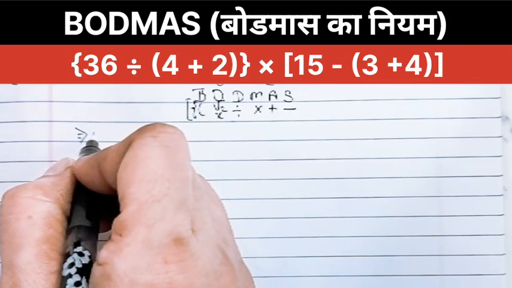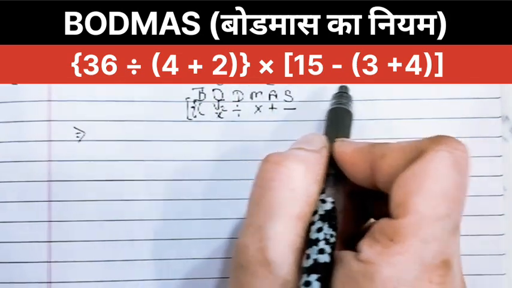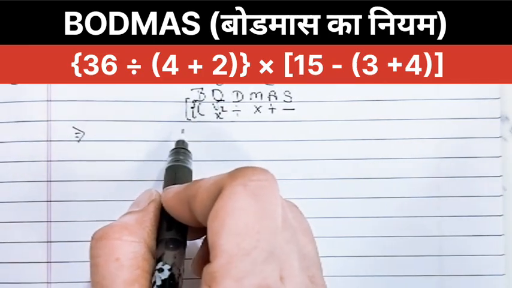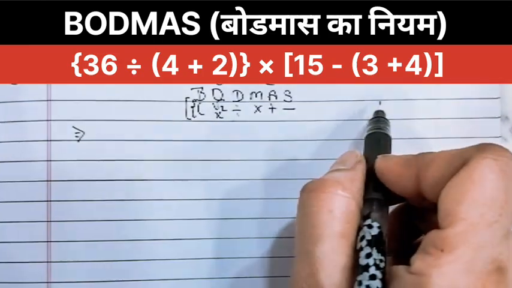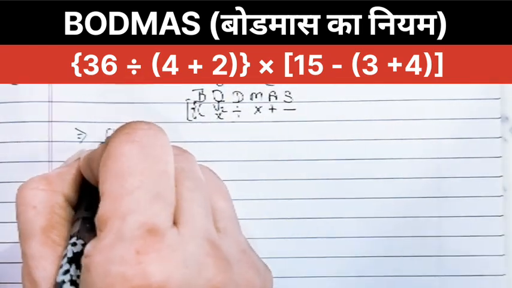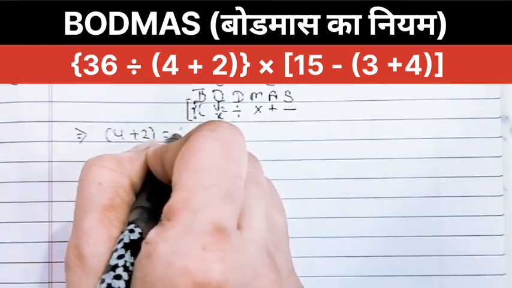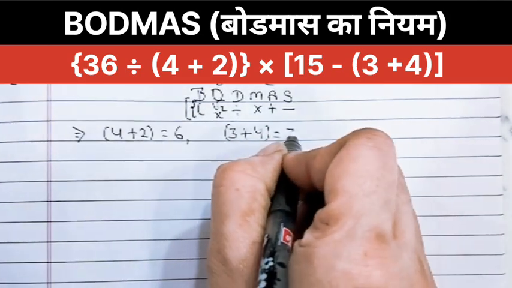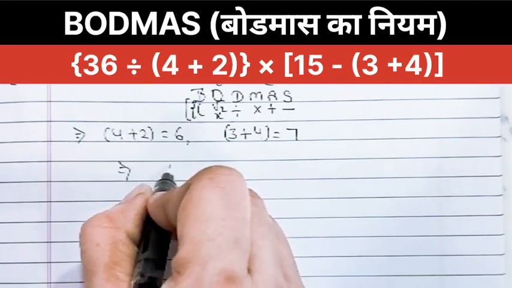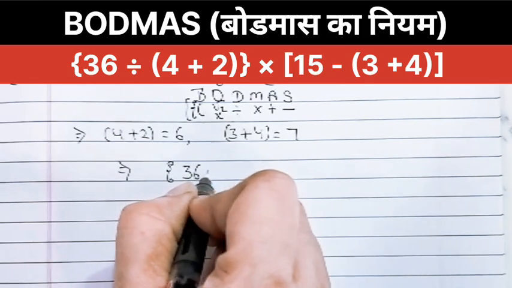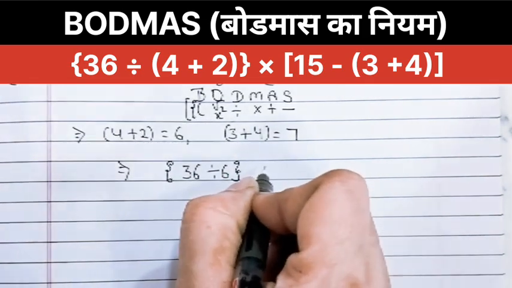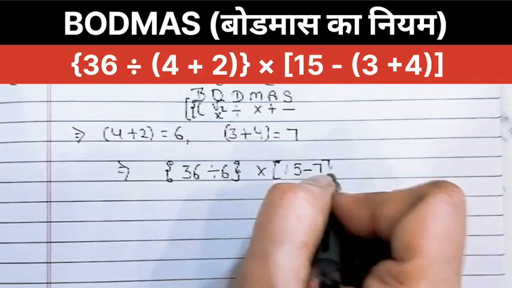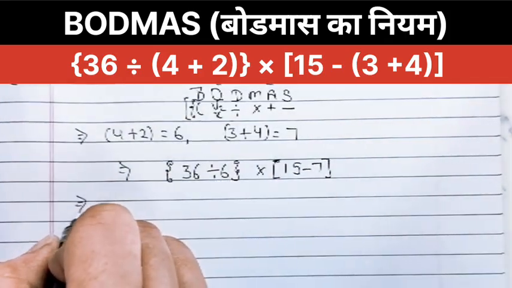Now, first step, we solve the innermost parentheses. As you can see here, there is a 3 plus 4 and 4 plus 2. In BODMAS, you always start with the innermost grouping symbols to simplify the core components of the problem. First, we solve 4 plus 2 is equal to 6, and then 3 plus 4 is equal to 7. So now the current expression becomes curly bracket 36 divided by 6 and then after multiply square bracket 15 minus 7.